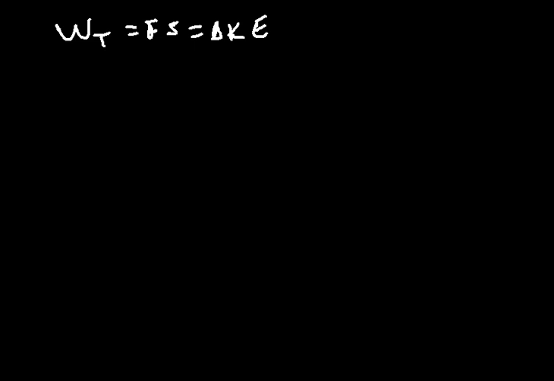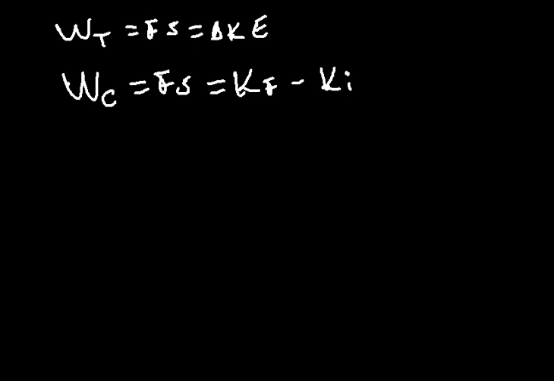And what if the work done is the work done by the conservative forces, specifically the potential energy. So the work done by the conservative forces will be given as W_C, which is the same as F times the displacement, which is equal to the change in the kinetic energy, which is the same as the final kinetic energy minus the initial kinetic energy. We'll have that understood.